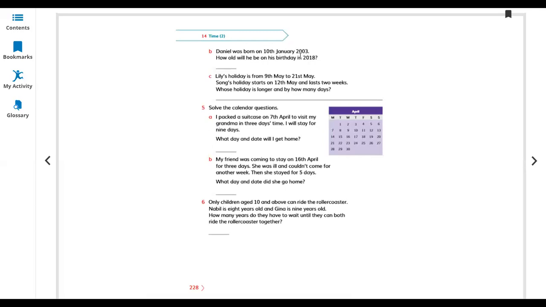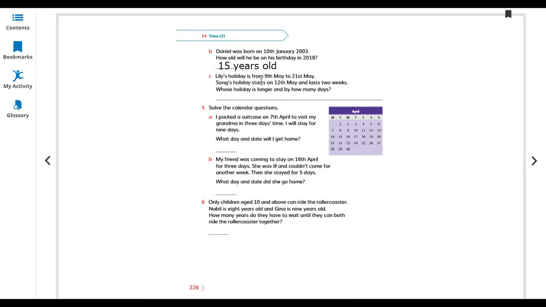3, 4, 5, 6, 7, 8, 9, 10, 11, 12, 13, 14, 15, 16, 17, 18. So he will be 15 years old. Or subtract: 2018 minus 2003 comes to 15.